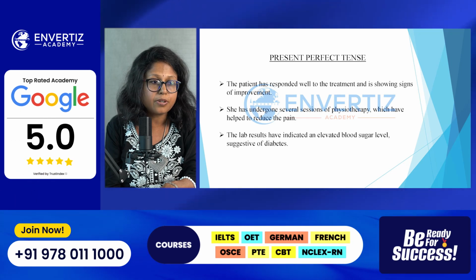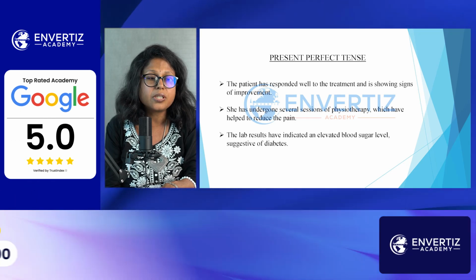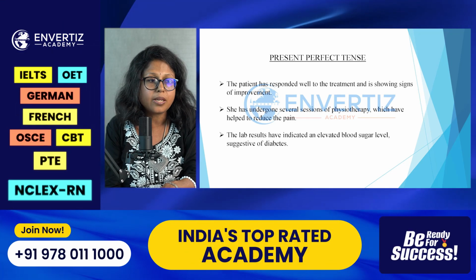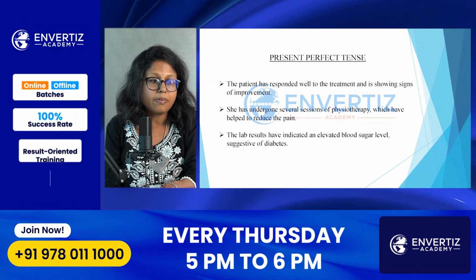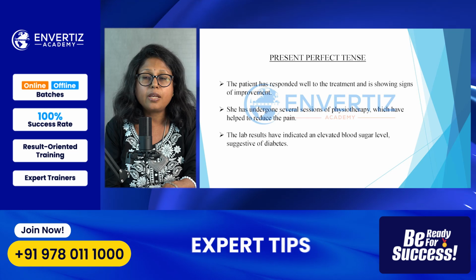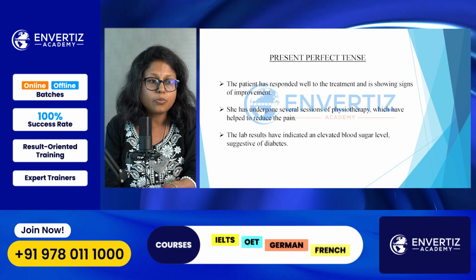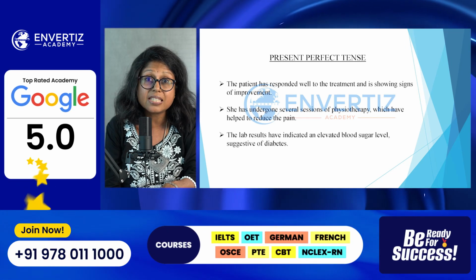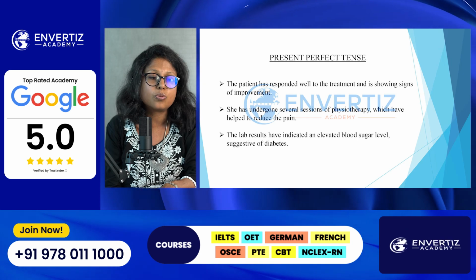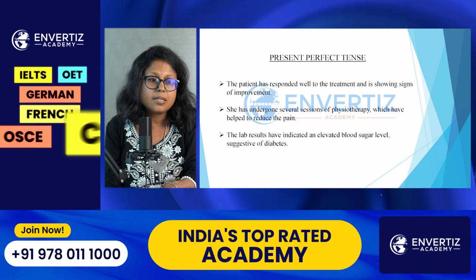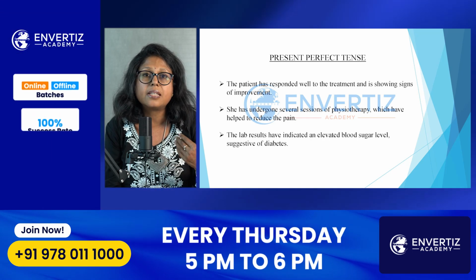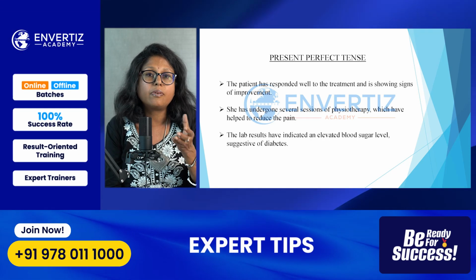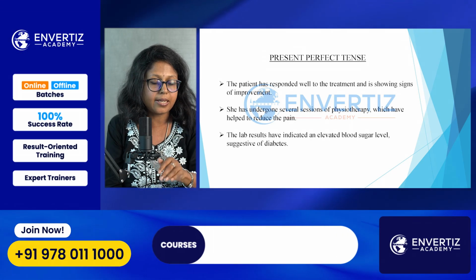We have got sentences used in different scenarios. For example, the first one is how the patient has responded to the treatment towards the end. That's how we write before the discharge plan. Then, if you are telling about the treatment, you would say she has undergone several sessions. She has undergone, so that's already completed. Similarly, the lab results have indicated, which means the lab tests were done and they've got the results, and this is what it indicates.